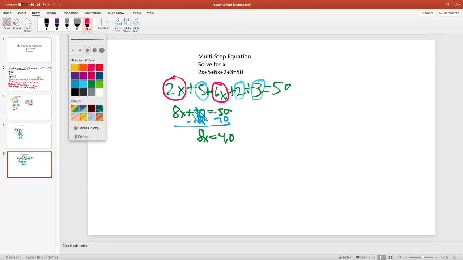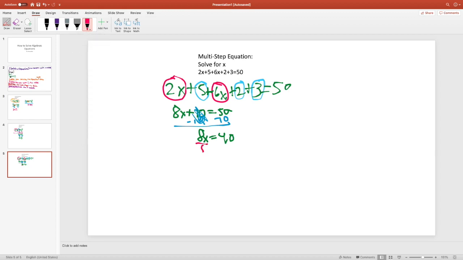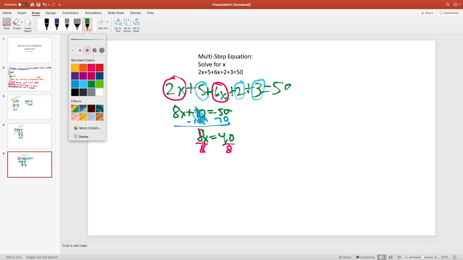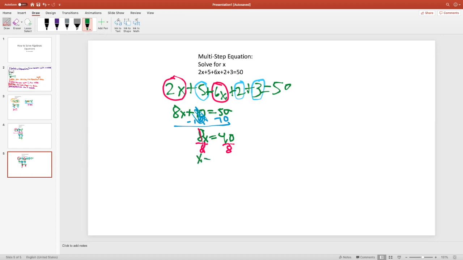We're going to divide, as you can tell, because x is being multiplied by 8. So we cross that out and we divide each side by 8. And the answer we get is 5. So x equals 5.